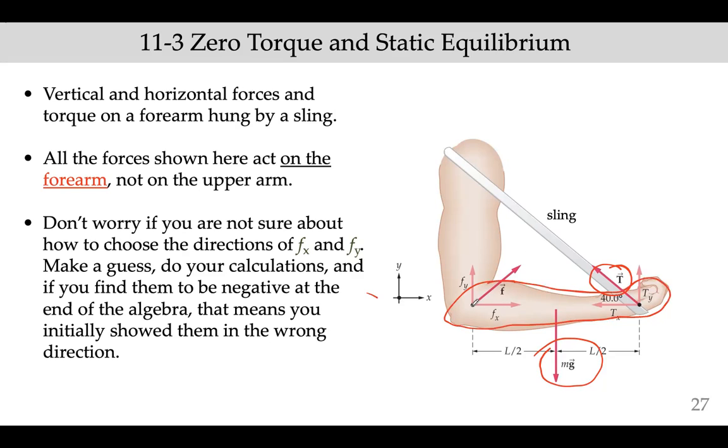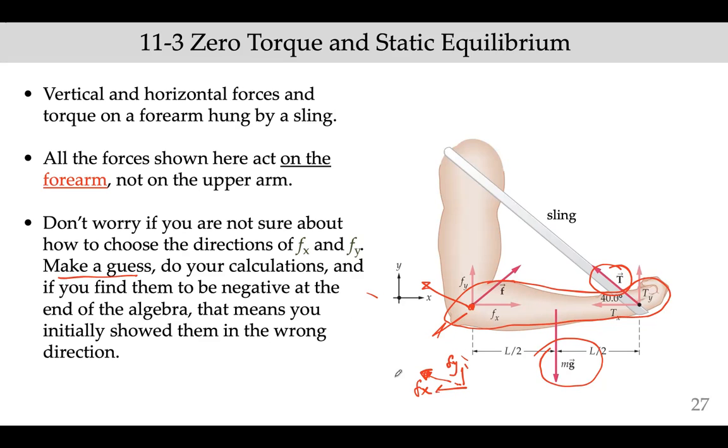Now you may wonder, which direction should you take the force from the joint on the forearm? Is it going to be that way, this way, this way? You may not know it initially, but don't worry if you are not sure about how to choose the direction of Fx and Fy. So here Fx is to the right, Fy is in the up direction. But in general, Fx could be in this direction, Fy could be up, then the force could be in this direction. But you don't have to guess it right, okay? So just make a guess.